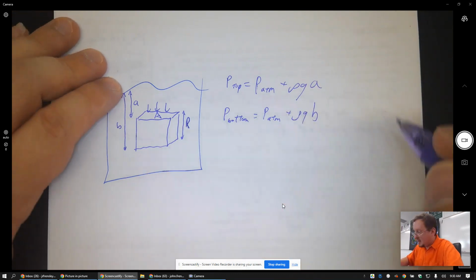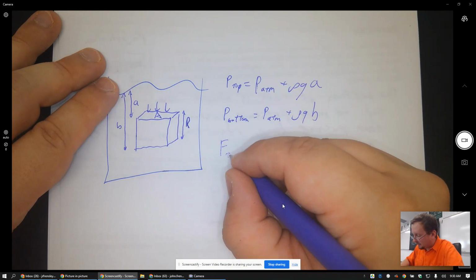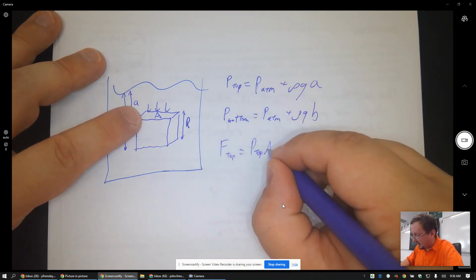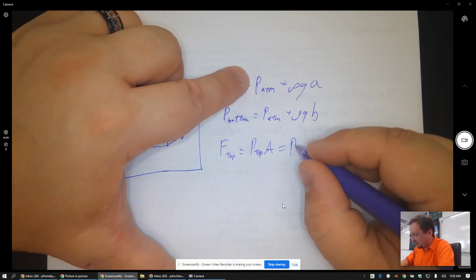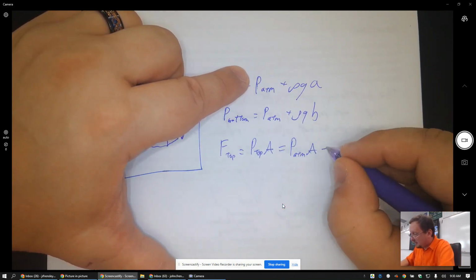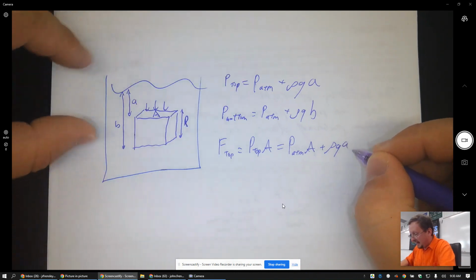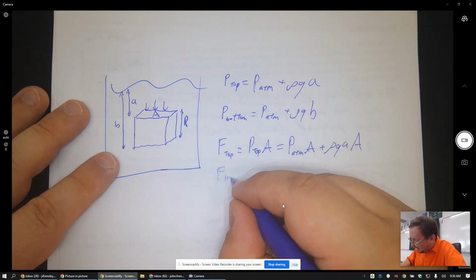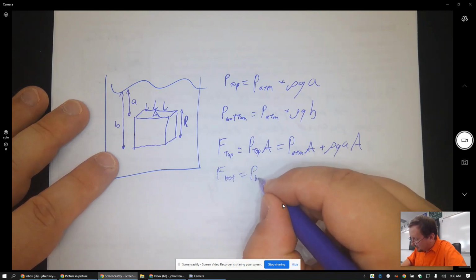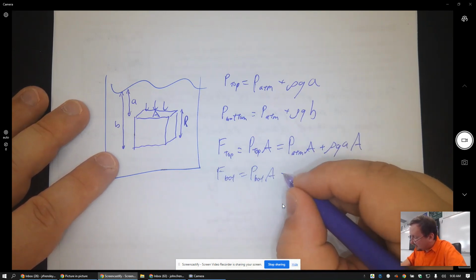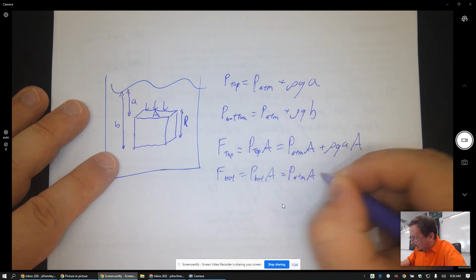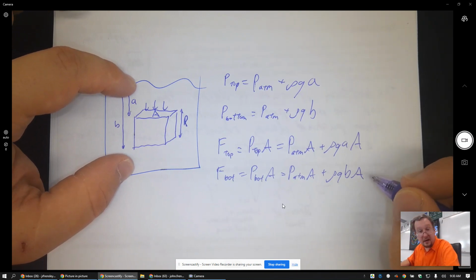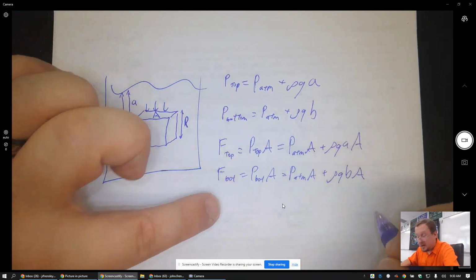Now, what is the force on the top going to be? The force on the top is going to be the pressure on the top times the area. So that would be distributing: the pressure of the atmosphere times the area plus rho g, the A depth, times the area. Now, what is the force on the bottom? That'll be the pressure on the bottom times the area. So that's the pressure of the atmosphere plus rho g, the B depth, times the area, right? I'm just taking these and multiplying by area.